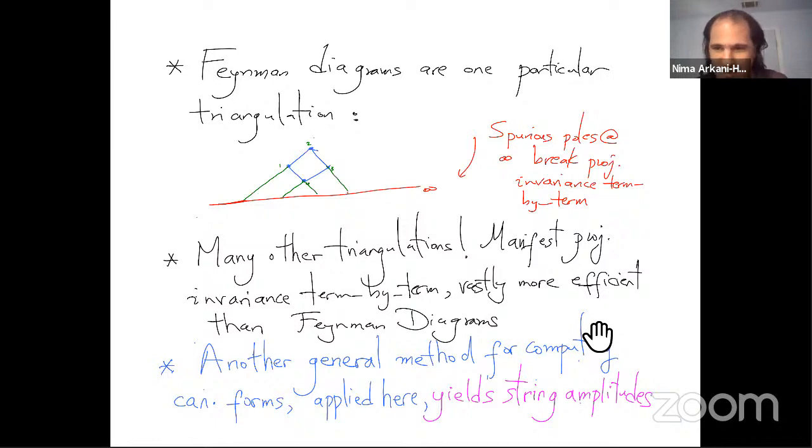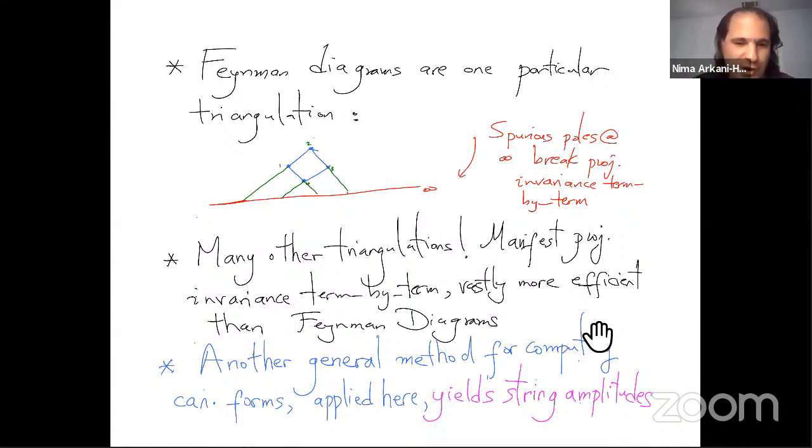But there are many other triangulations that are possible. And in fact, the Feynman diagrams have a defect that term by term, they make it appear that there's a pole at infinity that only cancels in the full sum of everything. So the Feynman diagrams obscure the projective invariance of the answer. It's possible to give many other triangulations that manifest projective invariance, and I'm not going to talk about any explicit formulas here, but suffice to say that this picture is vastly more efficient than ordinary Feynman diagrams are, even for this simple cubic scalar theory.